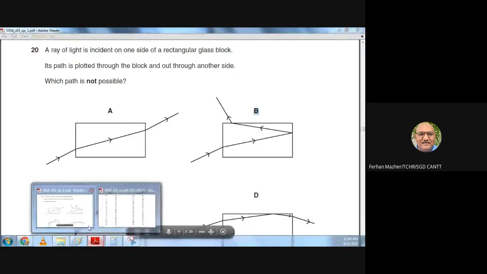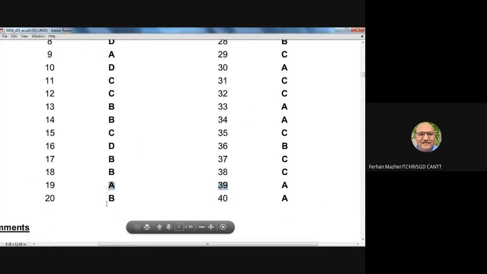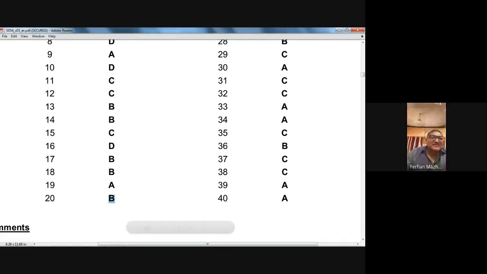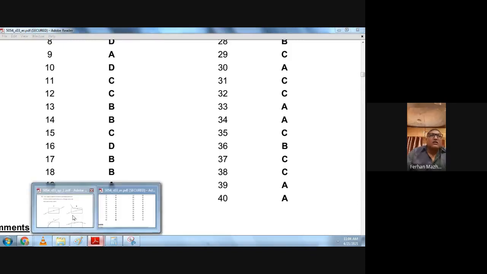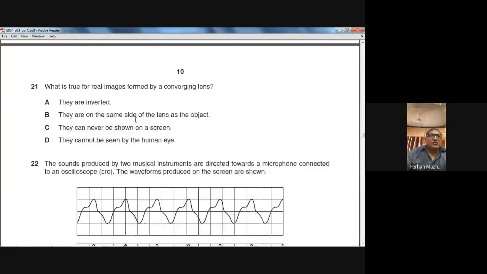Let's check the marking scheme. It took a lot of time. Question number 20, B is not possible. So B is the right option. Question number 20, B is the right option, sir. Okay, so we are moving to the next question.